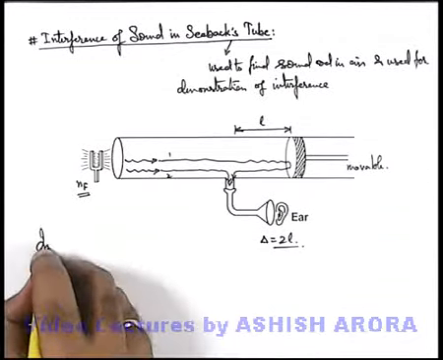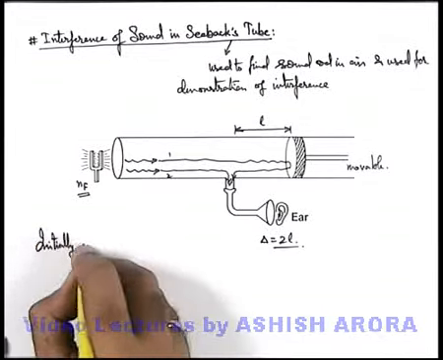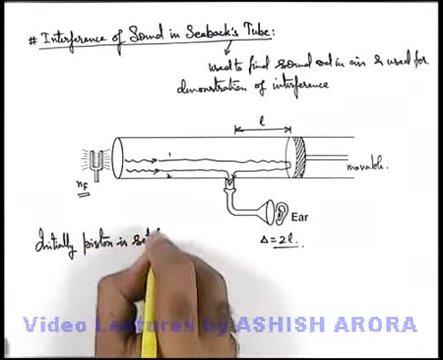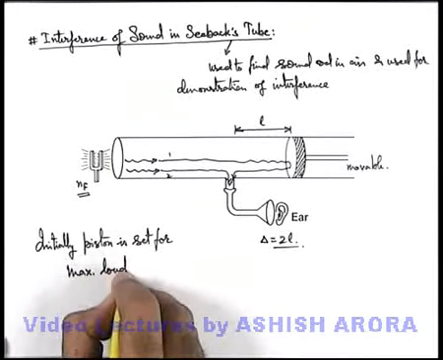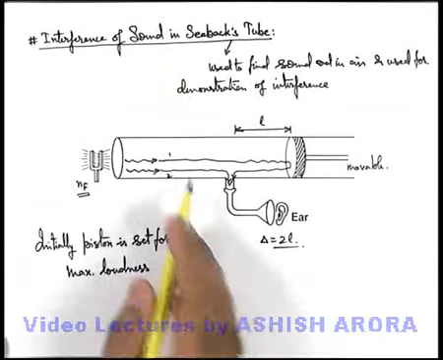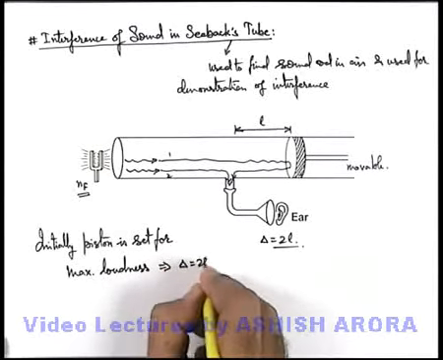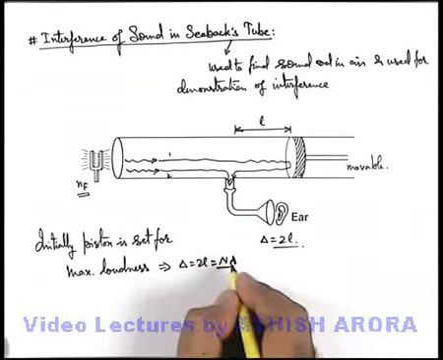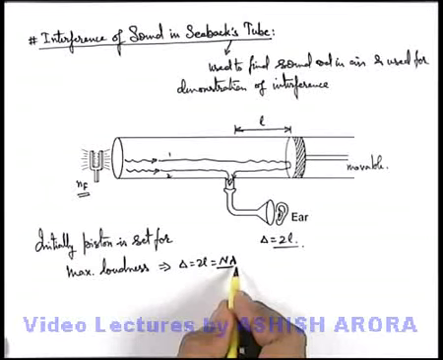Now the piston is adjusted up to a position where the ears can detect a maximum. So initially the piston is set for maximum loudness, and maximum loudness corresponds to constructive interference in the two waves. This implies the path difference, which is 2L, can be written as n lambda, as we know well that constructive interference takes place when the path difference is a multiple of lambda.